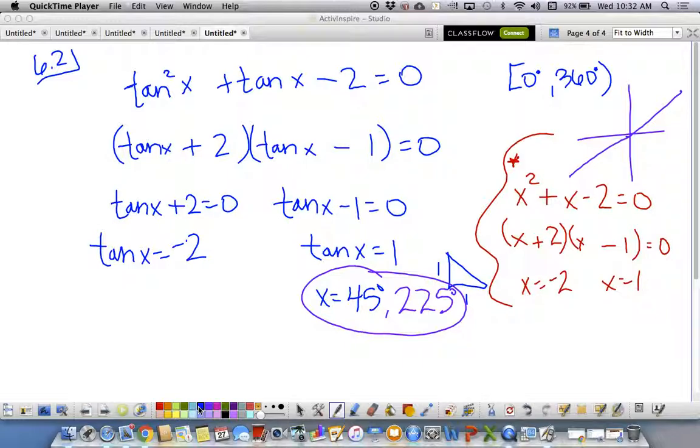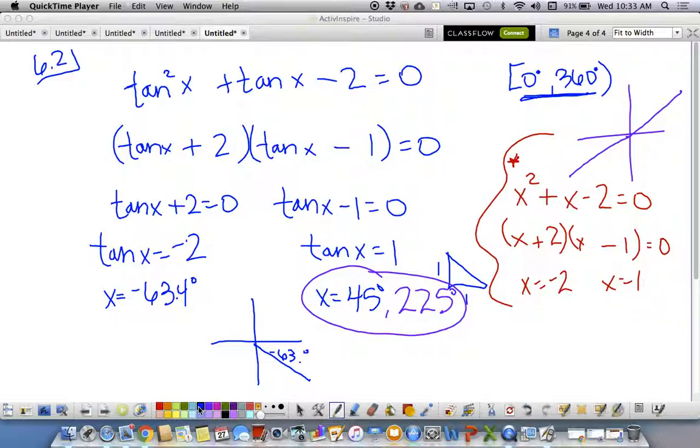Is that in our range? Is that in our interval? Oh, -63 degrees is not in our interval. But when we plugged it in our calculator, we got this -63.43 blah blah blah degrees. Now, on my coordinate plane, where is that? Quadrant 4. -63 point whatever degrees. Okay?